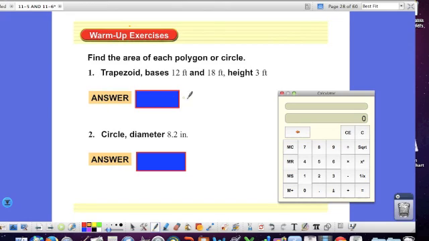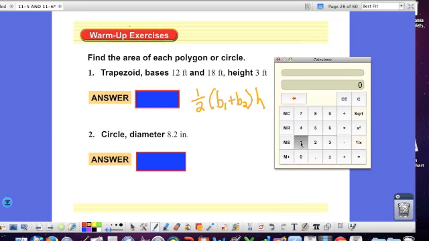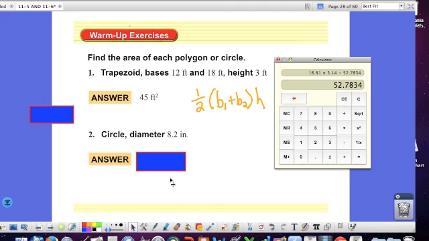So for a trapezoid, the formula is 1/2 of the sum of base 1 plus base 2 times the height. So base 1 is 12, plus base 2 is 18, 30 divided by 2 is 15, times 3 is going to be 45. And a circle that has a diameter of 8.2. Half of the diameter is the radius, that's 4.1 squared. Remember the formula is pi r squared, so times 3.14 is going to be roughly 52.8 inches squared.